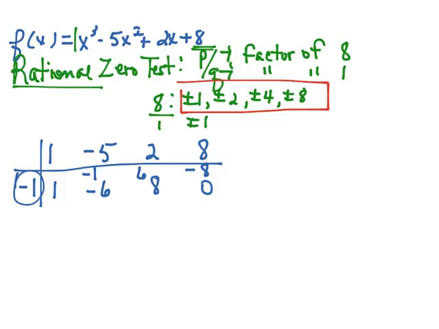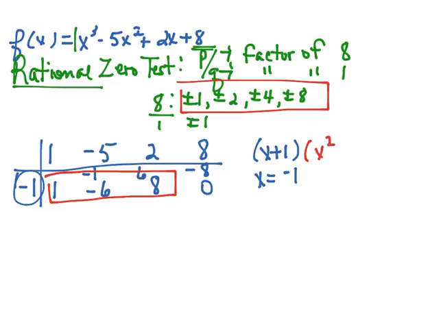And that comes from the factor x plus 1, which when you set equal to 0 will give you x equals negative 1. And it also tells me that the other factor is the leftover part in my synthetic division problem preceding the 0, which will stand for x squared minus 6x plus 8. So if I factor x squared minus 6x plus 8, I will find my other two zeros.